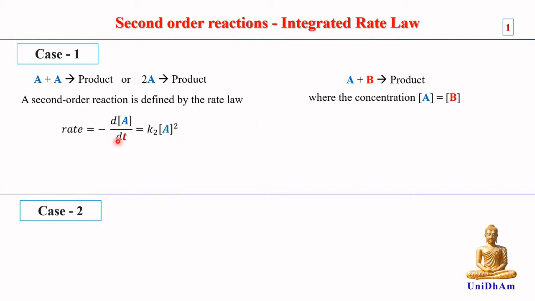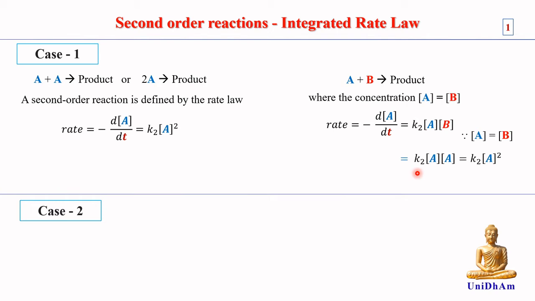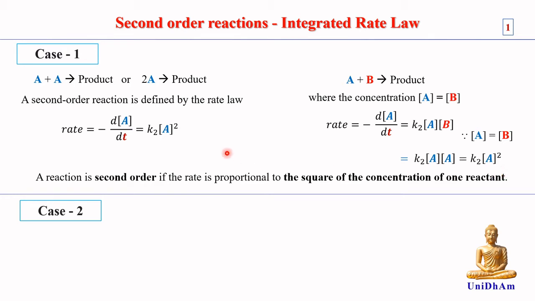A second order reaction is defined by the rate law. Rate is equal to minus dA by dt, which is equal to K2 into concentration of A to the power 2. Here, rate is equal to minus dA by dt, which is equal to K2 into concentration of A into concentration of B. Since concentration of A is equal to concentration of B, rate is equal to K2 into concentration of A into concentration of A, which is equal to K2 concentration of A to the power 2. A reaction is second order if the rate is proportional to the square of the concentration of one reactant, in this case A.